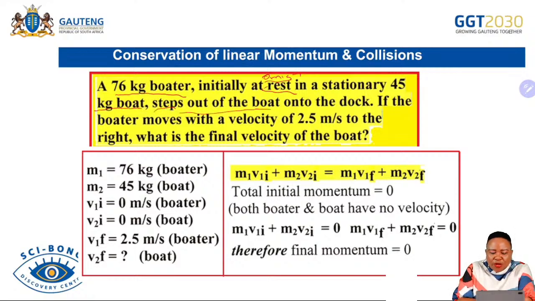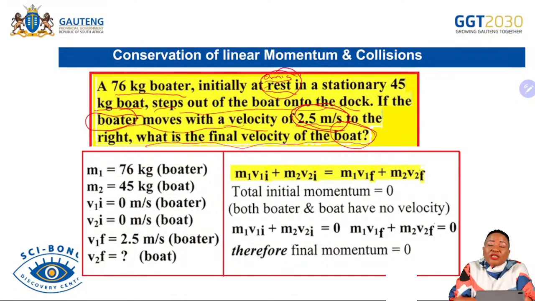It steps out of the boat onto the dock. If the boater moves with a velocity of 2.5 meters per second to the right, what is the final velocity of the boat? So we are looking for the final velocity. The 2.5 meters per second is for the boater. The boat is the one that is at rest. So we want to know what will be the final velocity of the boat after the boater has stepped out of the boat onto the dock.